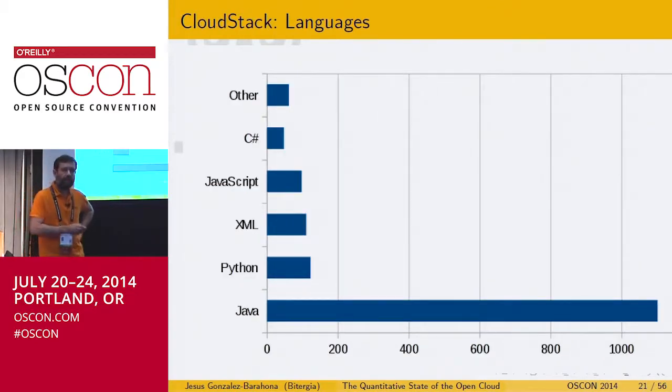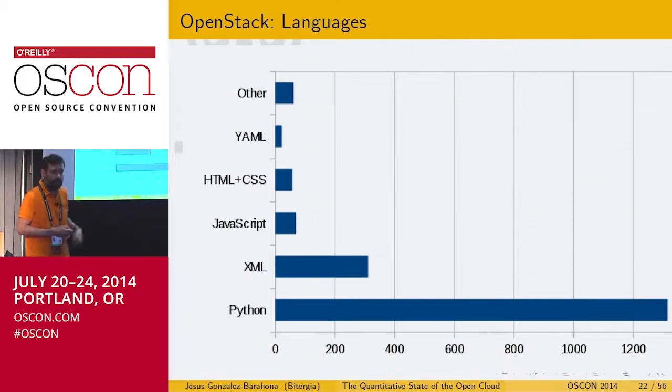Both CloudStack and OpenStack are almost a single language thing. In the case of CloudStack, it's basically Java. You have some Python, you have some XML and some other things, but you can see that most of the code is Java. And in the case of OpenStack, it's basically Python. And then you have, of course, some XML, some JavaScript. Some JavaScript you always have, because you have web front ends that are using JavaScript. And in fact, if you look at all these three projects, the amount of JavaScript is quite similar. But being these two single language projects makes them different from the other two, where you saw a certain mixture of languages.